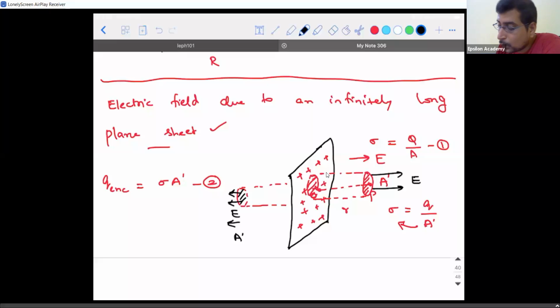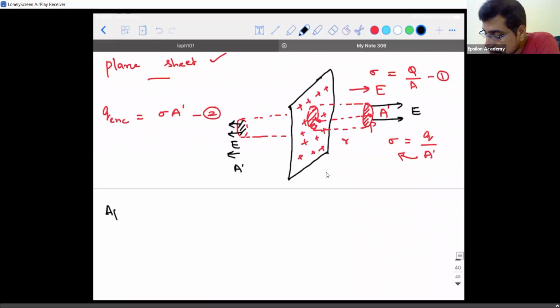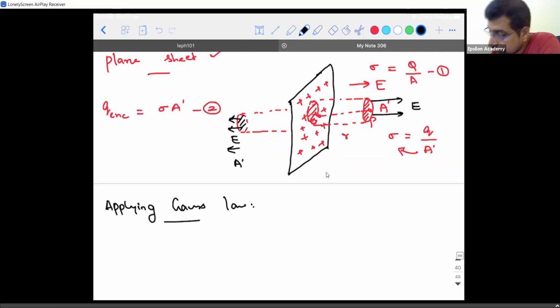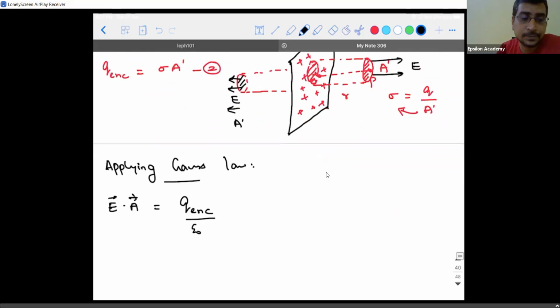Now, what does Gauss law state? Applying Gauss law, what can I conclude? Electric field vector times A dash. Here, if you see, I didn't write it as a surface integral. Reason, it is easy for me to calculate the area of that cross section. It's a simple thing. We need not again introduce that surface integral and all those things. So E vector dot A dash vector is equal to charge enclosed divided by epsilon naught.